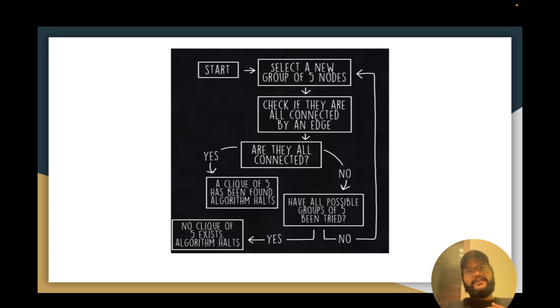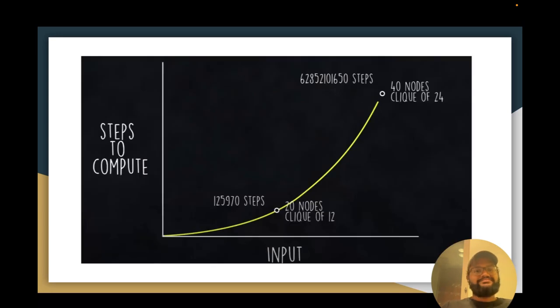If not, then you check if all the groups of 5 have been visited or not. If not, you repeat the algorithm. If all the cliques have been visited and you do not find anything, you exit and say there's no combination possible. This is the basic instinct on how you solve such problems, but there's a very big underlying problem with this. The number of steps to compute relative to the input is very huge.